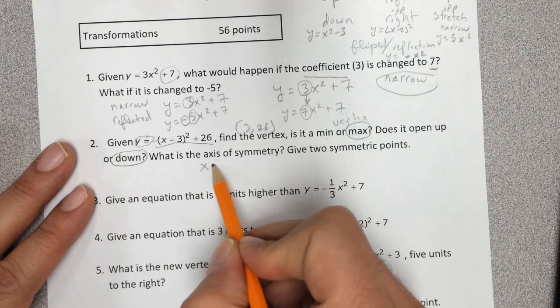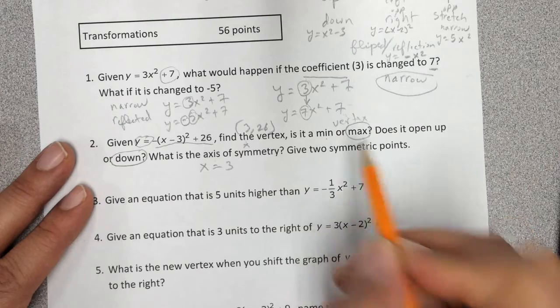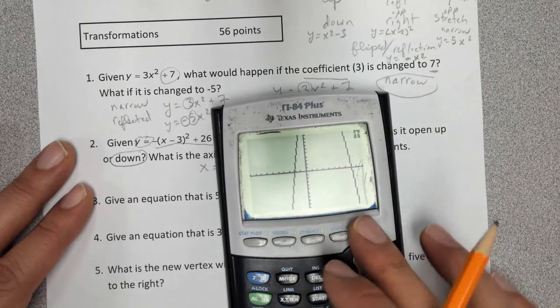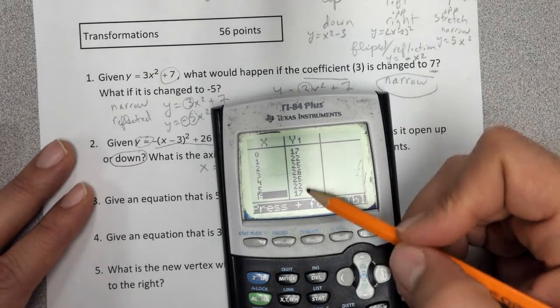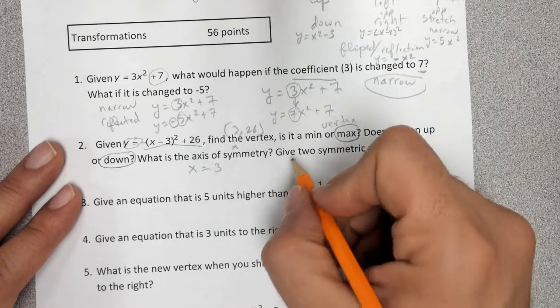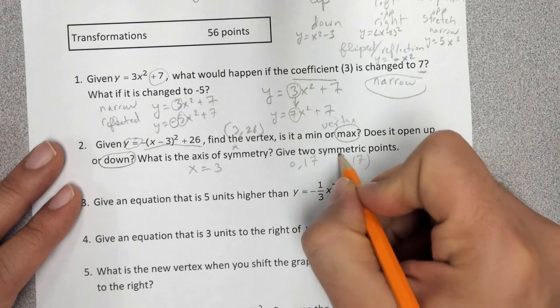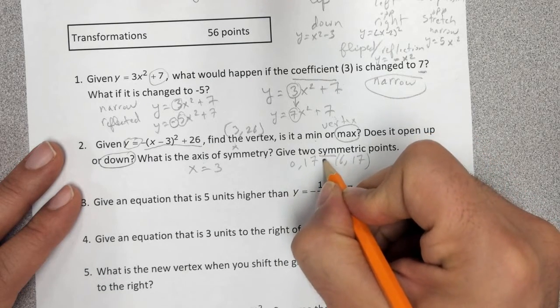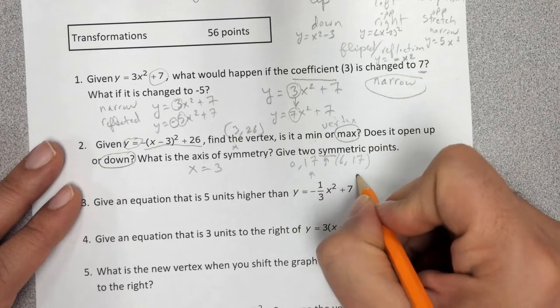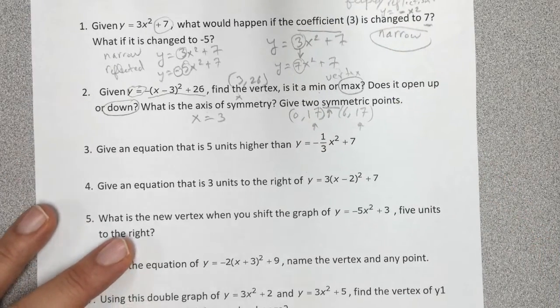Axis of symmetry, we get that from the vertex, the x value, and the x value is 3. And two symmetric points are any points that have the same number. And that was pretty easy. These both have 17. So that's (0, 17) and (6, 17). Now watch this. Same y. This one has the y of 17. This one has the y of 17. They are symmetric.